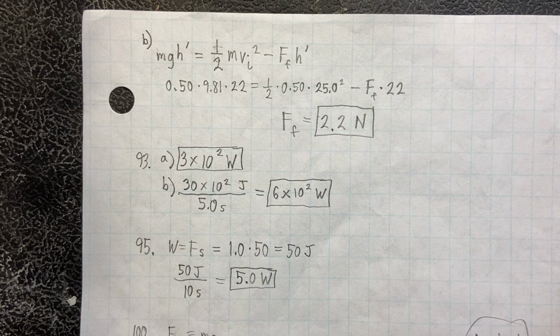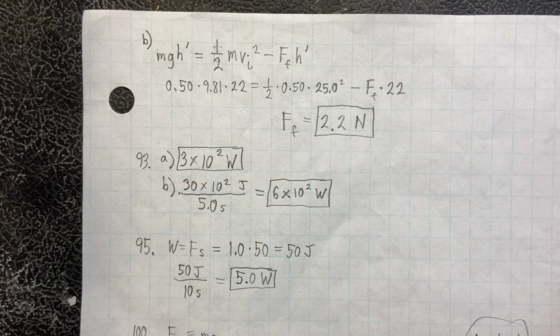All right, so in 93A, we simply do work over time. And so 3 times 10 to the second joules divided by 1 second is 3 times 10 to the second watts. Now in B, it's 10 push-ups in 5 seconds. So we multiply the amount of energy of a push-up by 10 because there are 10 push-ups. The time is 5, and we end up with 6 times 10 to the second watts.